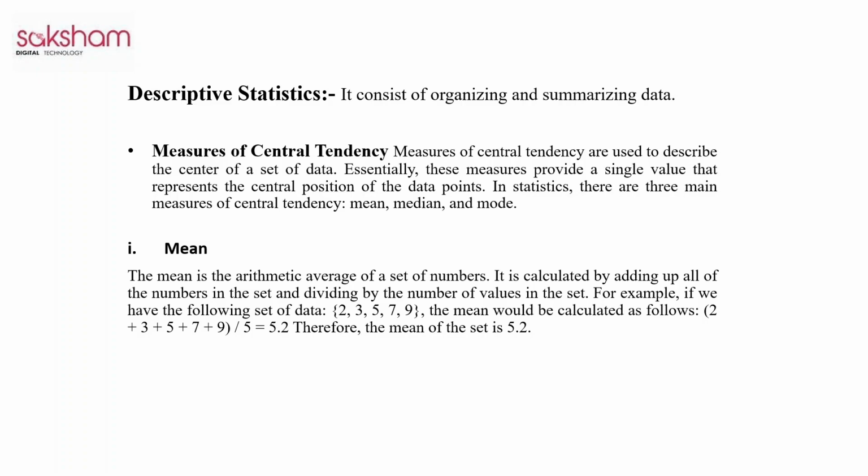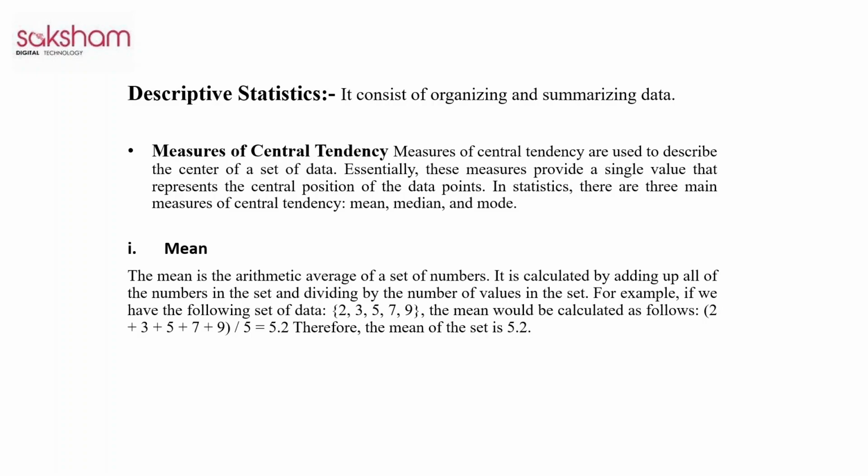So you can see measures of central tendency are used to describe the center of a set of data. These measures provide a single value that represents the central position of the data points. In statistics, there are three main measures of central tendency: mean, mode, and median. So we are starting with mean. I will show you an example like 1, 2, 3, 4, 5. We have 3 as the mean value.